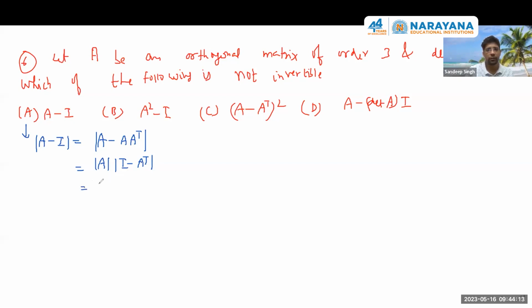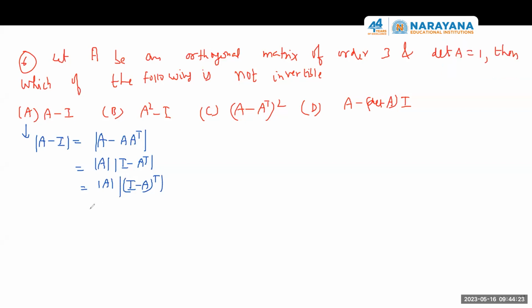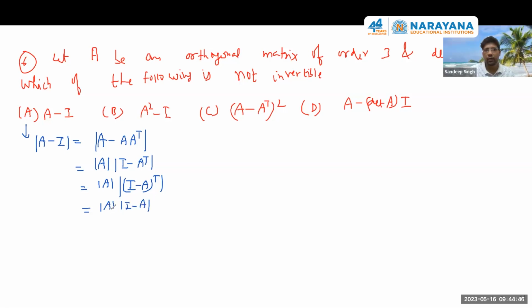So I think you understood this step, right? All of you? Please tell me. Yes, sir. Transpose gets distributed over addition and difference, and reverses order for product. So the determinant of transpose is the determinant of the matrix. So this I can write as det(I minus A). The determinant of A is 1.